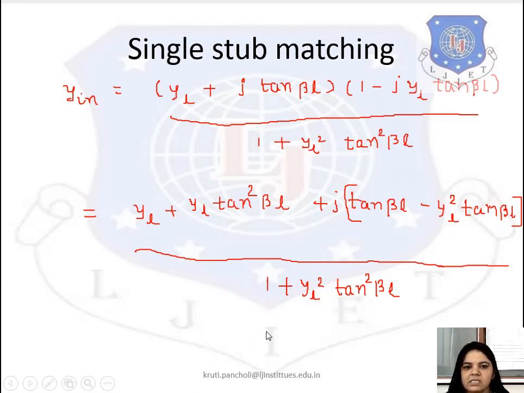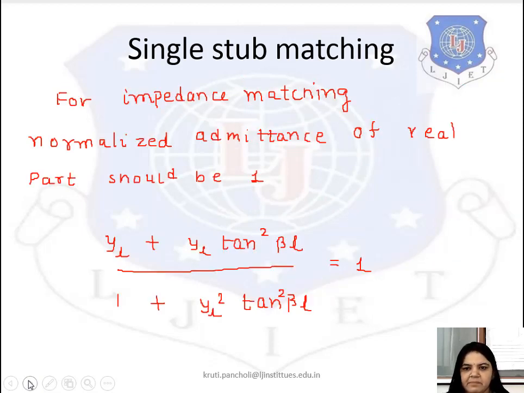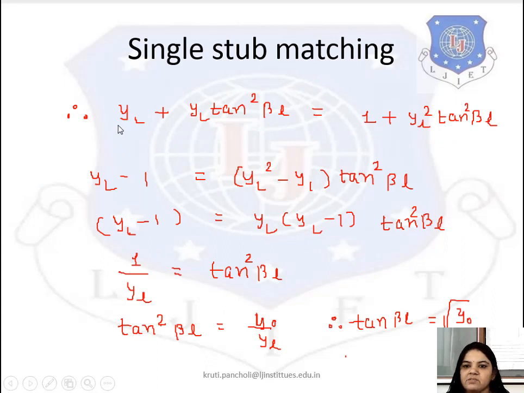So now we are separating the real and imaginary parts. For impedance matching, the normalized admittance real part should be 1. So (YL + YL tan² βL) / (1 + YL² tan² βL) is equal to 1. Now we'll take this 1 + YL² tan² βL to this side. So YL + YL tan² βL is equal to 1 + YL² tan² βL.